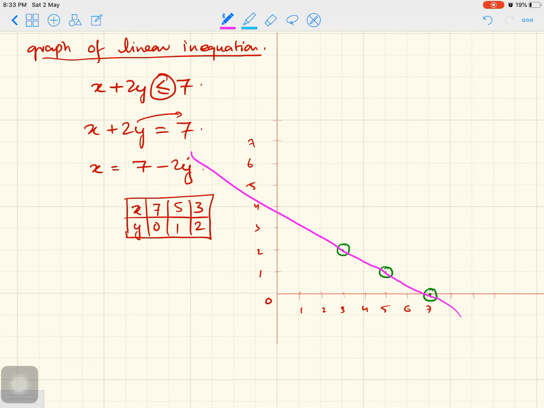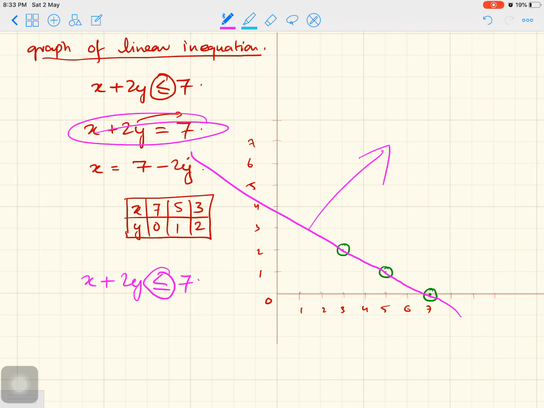But this was not an equation. Remember, this was an inequation. So I actually had x plus 2y less than equals to 7. So what should I do? What is the difference between equation and inequation? The difference is quite simple. If you have an inequation symbol, then this line would have direction, either away from the origin or towards the origin, like this. It will have directions. Now which direction?